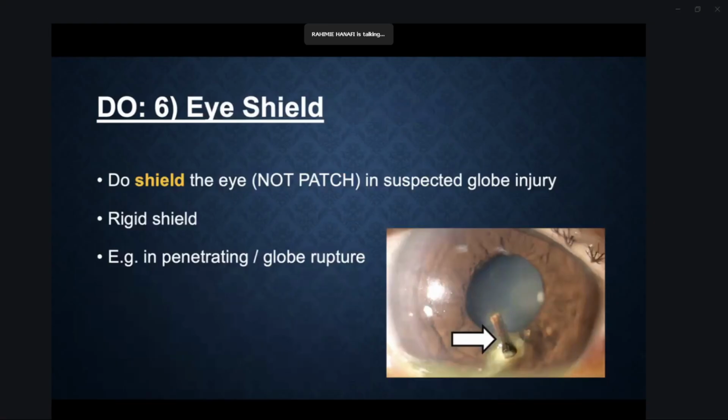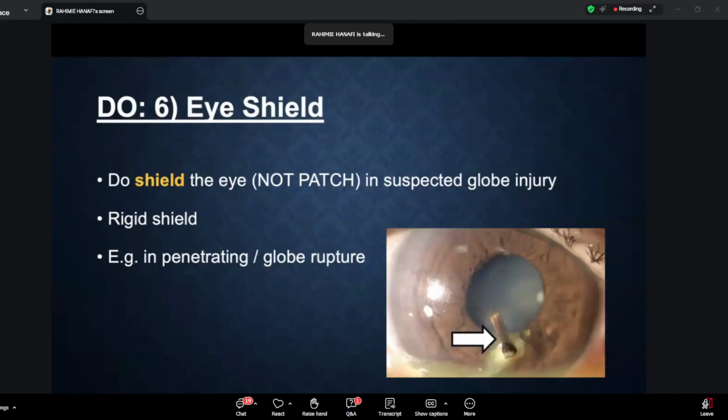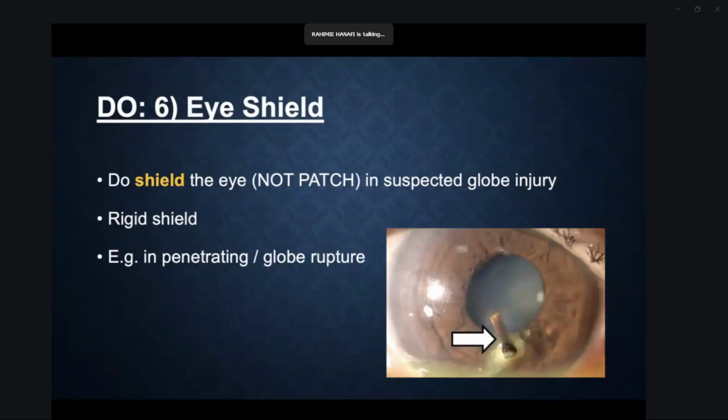Then, like what Prof. Azani said just now, you need to put an eye shield rather than a patch. Do not pad or do not patch. Either one also cannot. So you should do an eye shield. If you do not have an eye shield, you can make a modification, either with the bottom part of a normal saline bottle, or you can use bandage to create a donut and paste it on. Basically what we want to prevent is further injury.